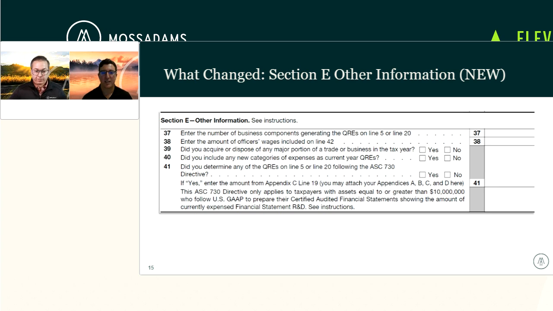Line 41 is, again, another yes/no question, looking at whether you used the ASC 730 directive methodology to determine QREs, and including the amount there, if you did answer that.